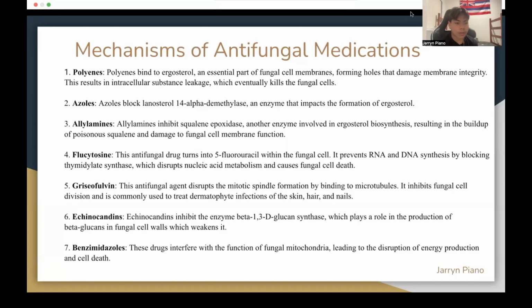And then we have echinocandins. Echinocandins inhibit the enzyme beta-1,3-D-glucan synthase, which plays a role in the production of beta-glucans in fungal cell walls, which weakens it. And then we have benzimidazole. These drugs interfere with the function of fungal mitochondria, leading to the disruption of energy production and cell death.